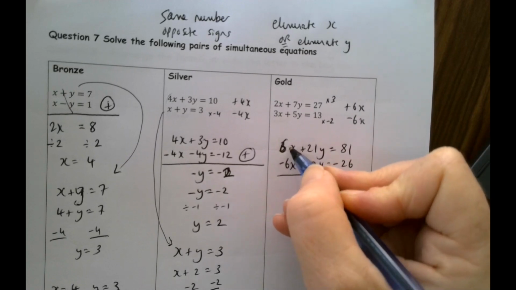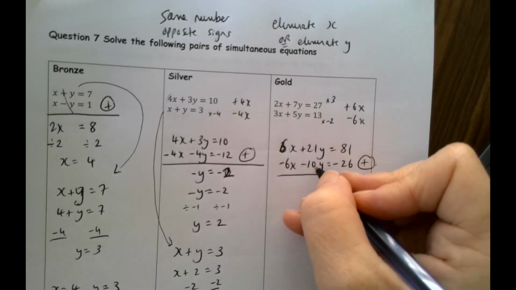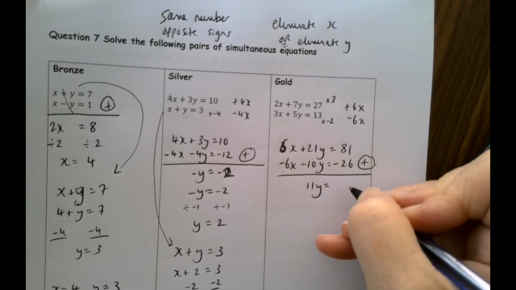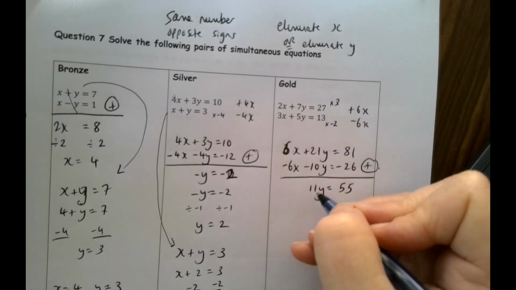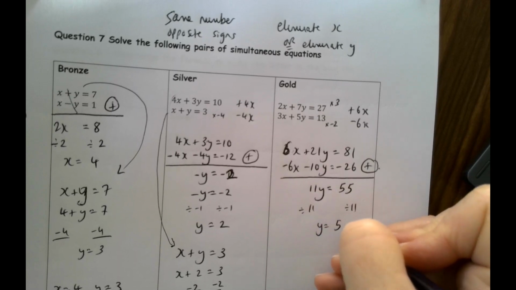Now I have same size and opposite signs. I can add them together. 21y minus 10y is 11y, and 81 minus 26 is 55. Okay, so divide by 11, divide by 11, y is equal to 5.